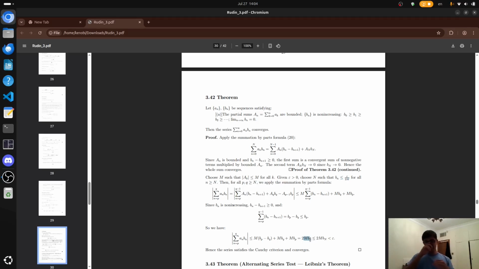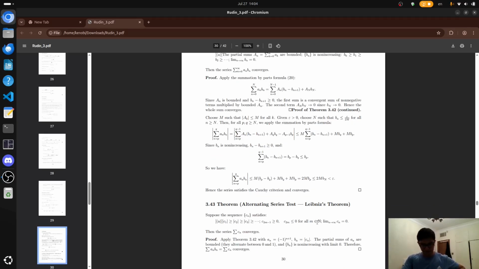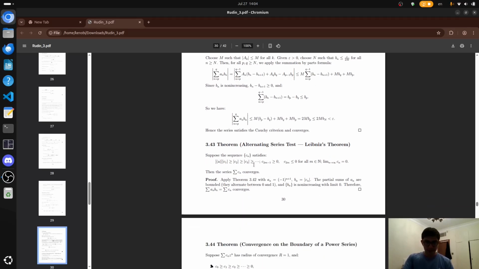So I guess a good strategy is to first mess around with this to get something like this, and then choose a number which would clean this up, right? That's a good strategy. And now we have the alternating series.